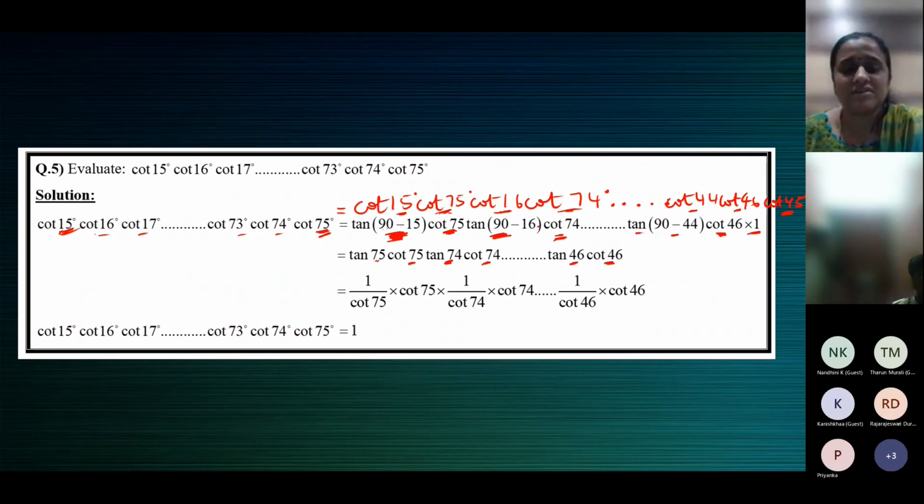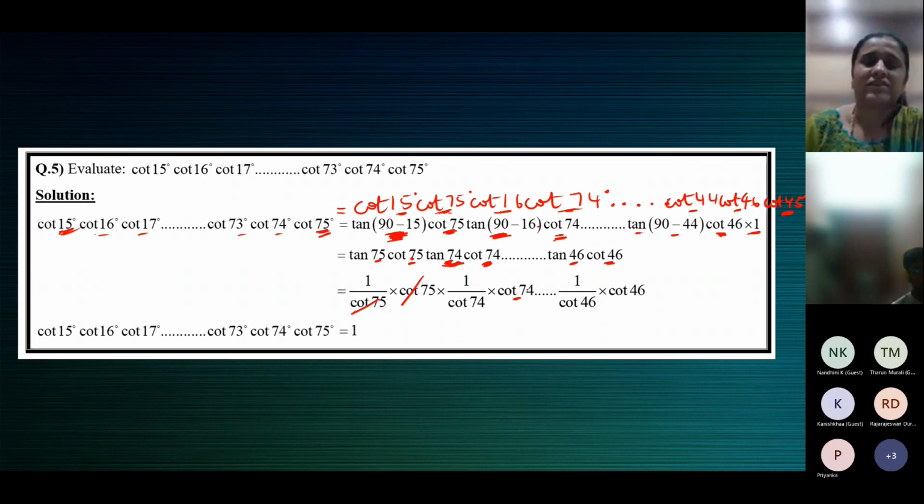Now use reciprocal ratios. What is tan 75? 1 by cot 75 into cot 75. So they'll get cancelled. What is tan 74? 1 by cot 74. Tan theta is 1 by cot theta. So tan 74 is 1 by cot 74. This cot 74, write it as it is.